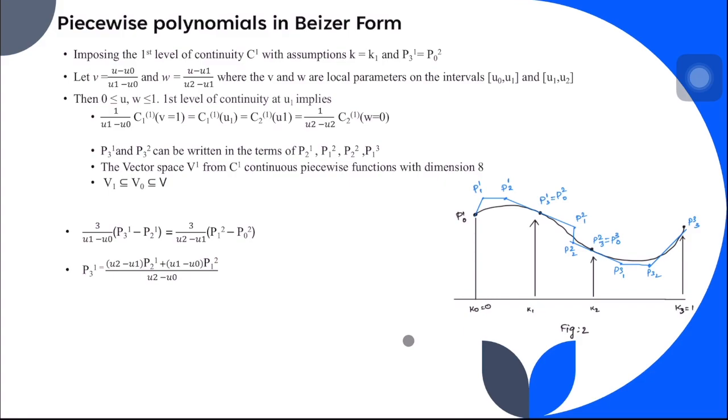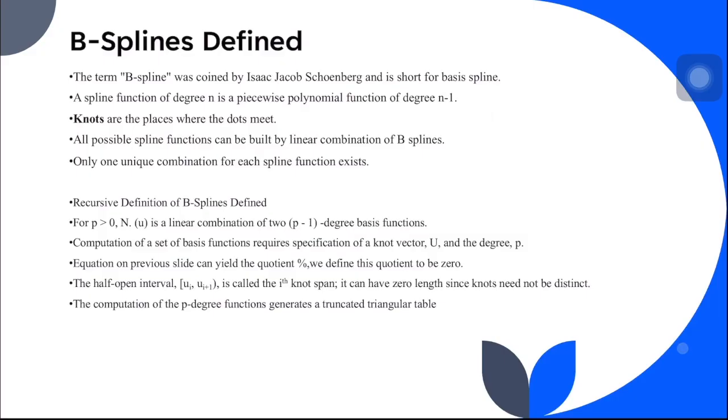3 by (u1 minus u0) into (p3 of 1 minus p2 of 1) equals 3 by (u2 minus u1) into (p1 of 2 minus p0 of 2). By getting p3 of 1 as the subject here, we get (u2 minus u1) into p21 plus (u1 minus u0) into p12, all divided by (u2 minus u0). So this is the formula.